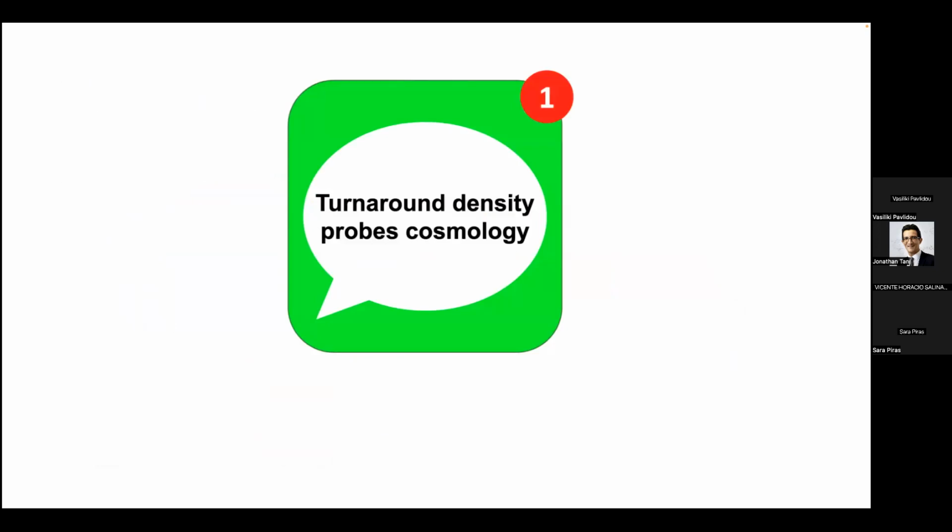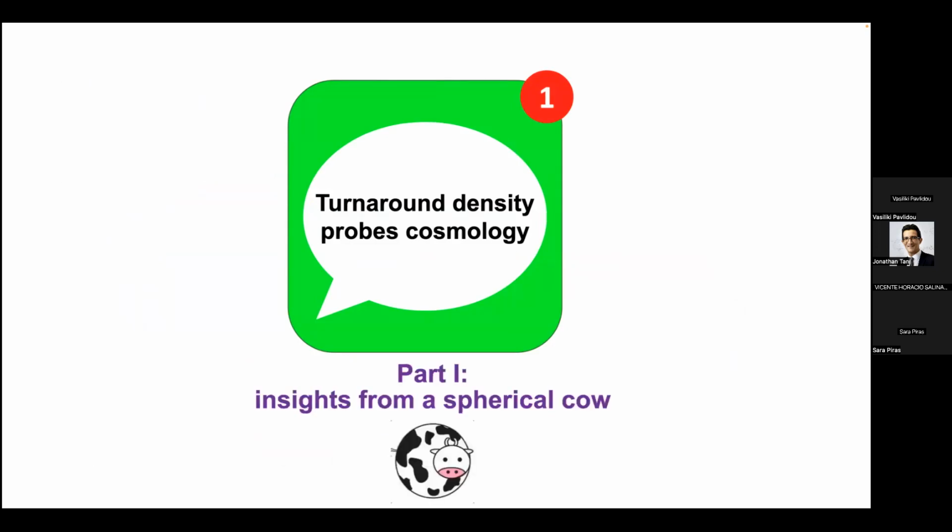Okay, turnaround density probes cosmology. First part of the talk, insights from a spherical cow. All right, so what does the cow say? The first thing, so what do I mean by spherical cow?